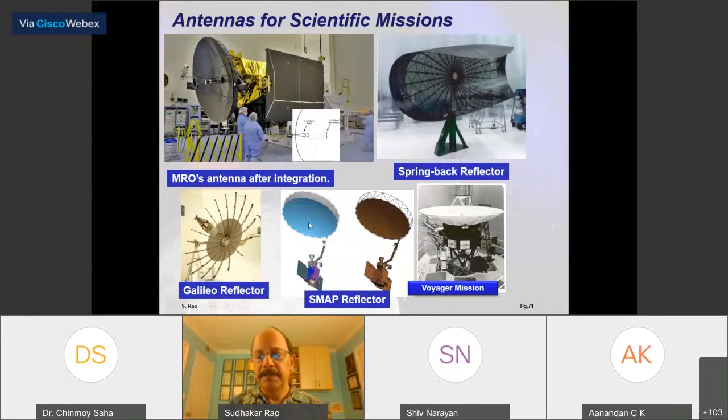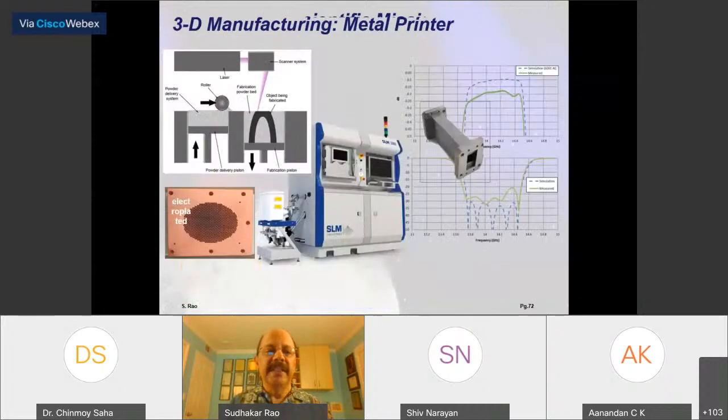We saw the SMAP and Voyager missions. So 3D manufacturing, I think a lot of people are working on this. For space, I don't know how far we'll get, but we are trying to develop some components using 3D printing technology. Of course, with the dielectric you can do it, but we can't use the dielectric in space. So we have to do it with metal. So this is aluminum, magnesium, silicon magnesium alloy.